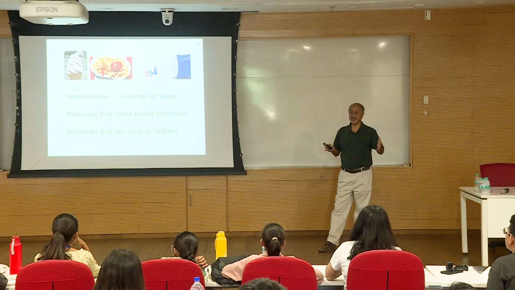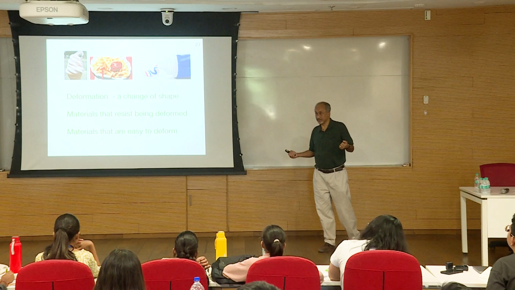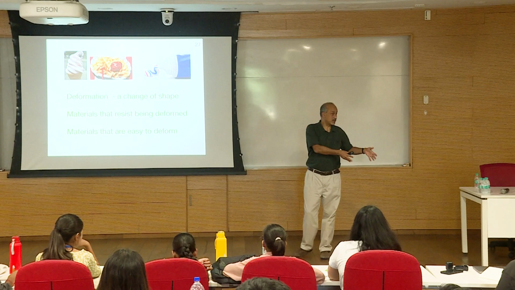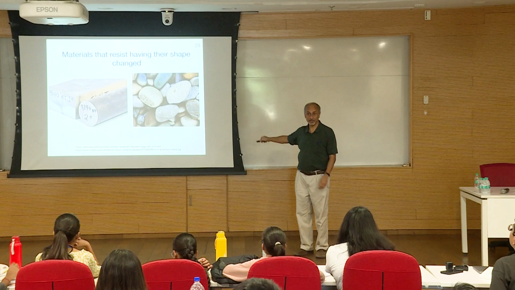Okay? A deformation is a change of shape, and there are materials that resist being deformed and materials that are easy to deform. You can say that soft materials are easy to deform, hard materials are resistant to deformation, and it takes a lot of energy. So here's an example of a material that resists having its shape change. That's a bar of metal, that's hard rock. You can see stone, large heavy pieces that you can see there.